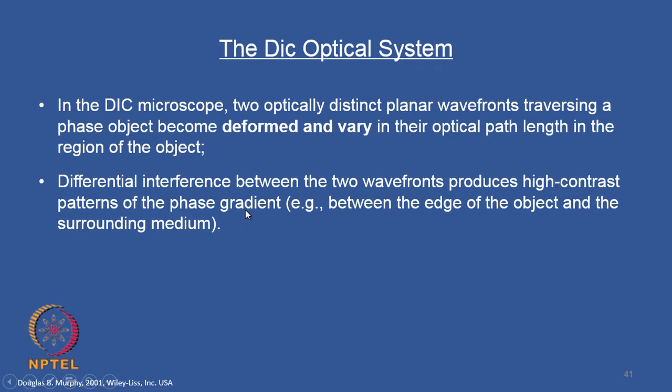So you see, we have also seen a beam splitter in a polarized light microscope. A similar splitter is being used here also. In fact, the polarizer setup is also an integral part of this DIC system. We will see how it is.